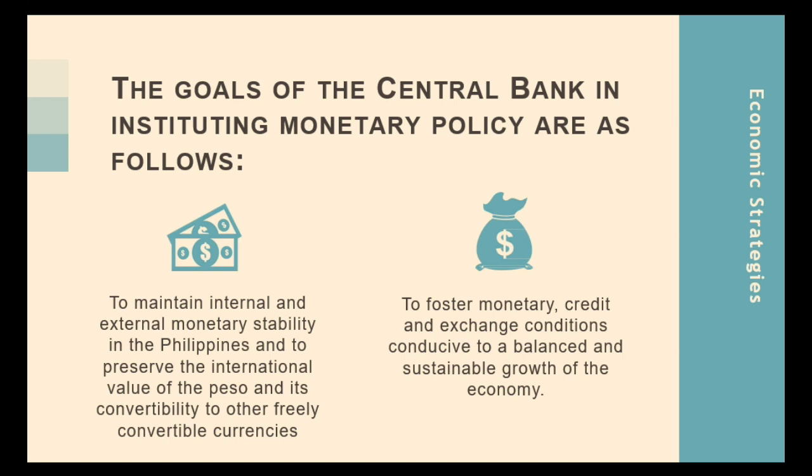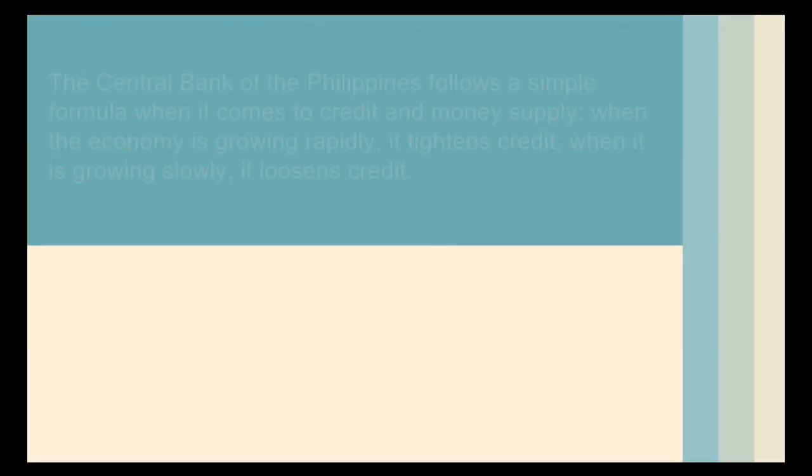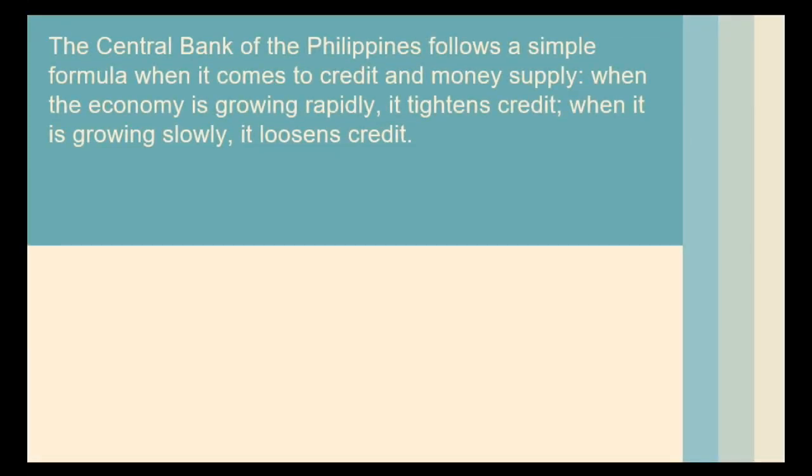Therefore, the Central Bank of the Philippines regulates the movement of money through the banking and credit system, which serves as a conduit of funds from sources to users. And so, the Central Bank of the Philippines follows a simple formula when it comes to credit and money supply. When the economy is growing rapidly, it tightens credit. When it is growing slowly, it loosens credit. So tight and easy money generally operate in cycles.